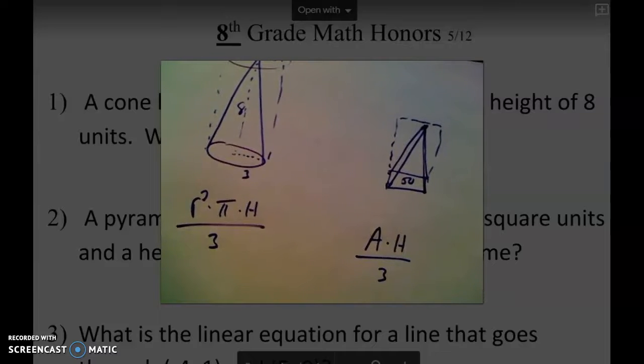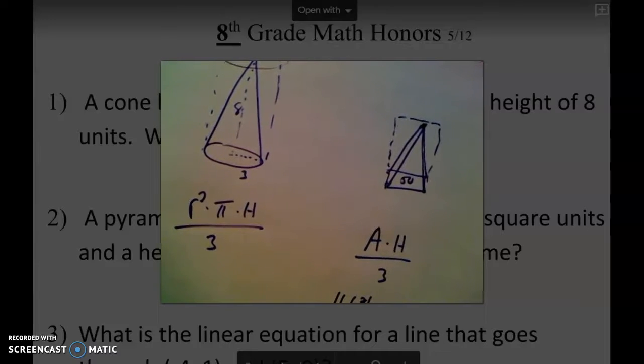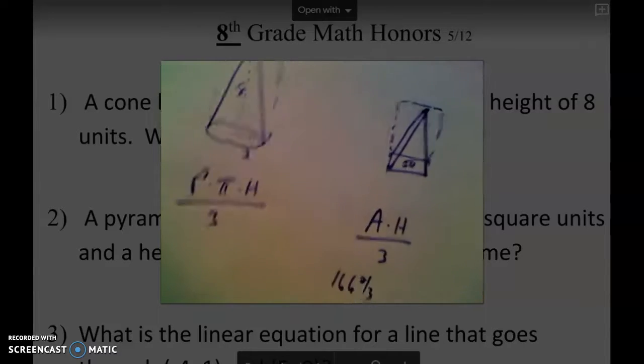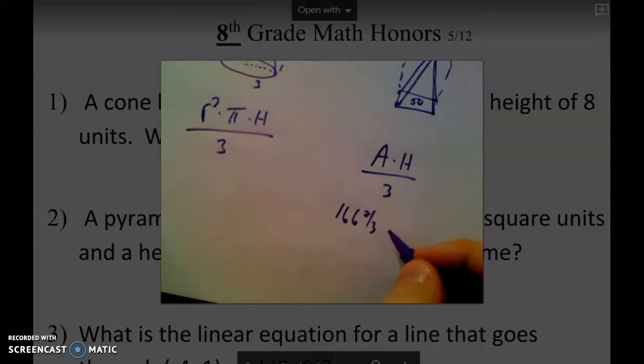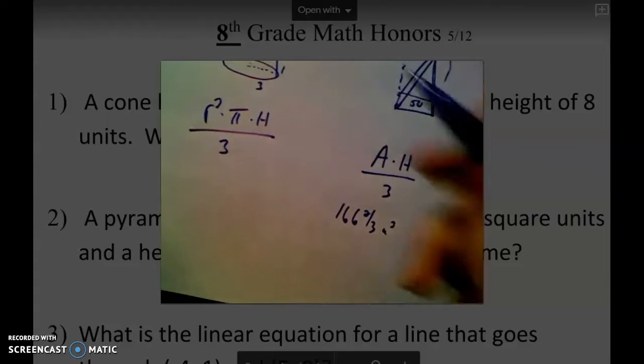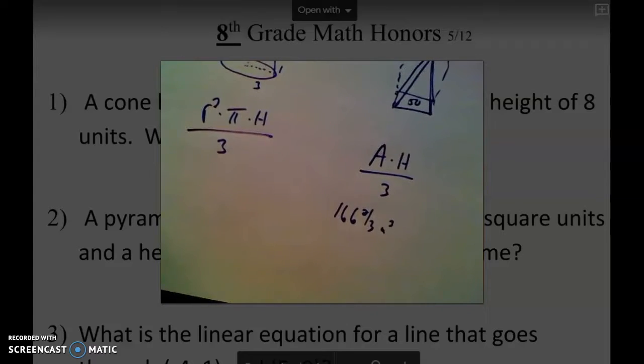So I would take 50 times the 10 and divide it by 3, and we get right around 166 and 2/3. And of course, when you label this, because it's volume with a three-dimensional shape, you would say something like units cubed. Same thing for the cone that we had.